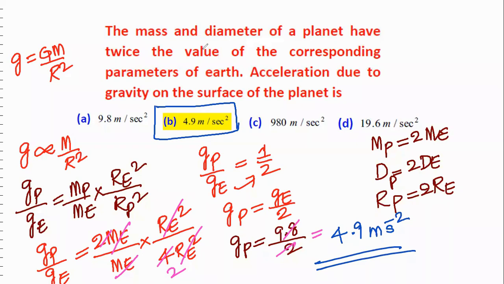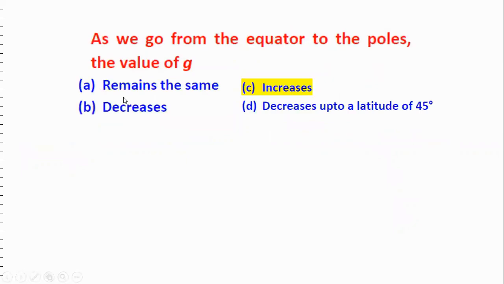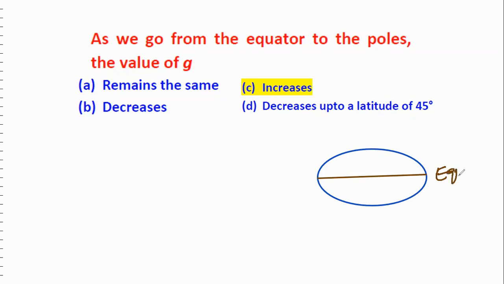Next problem. As we go from the equator to the poles, the value of g increases. Acceleration due to gravity at the equator and poles we have discussed. Let us suppose Earth is not exactly a sphere. It is flattened at the poles and bulged at the equator.